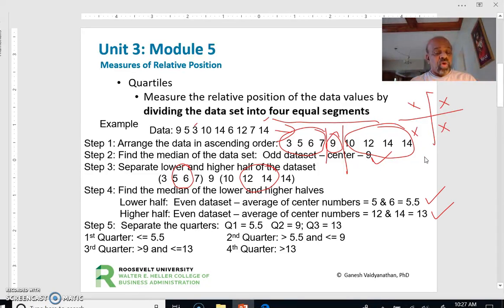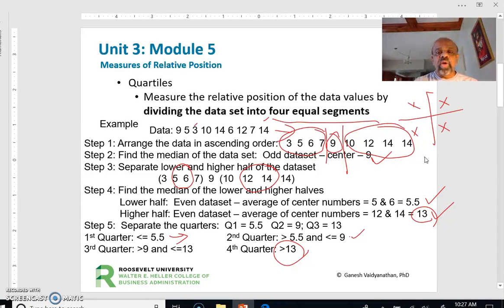Now I can see the quarter. My first quarter is going to be less than 5.5. My second quarter is going to be greater than 5.5 till 9, which is the median of this entire population. That is my second quarter. My third quarter is going to be greater than 9 and less than or equal to 13. And my fourth quarter is going to be greater than 13.